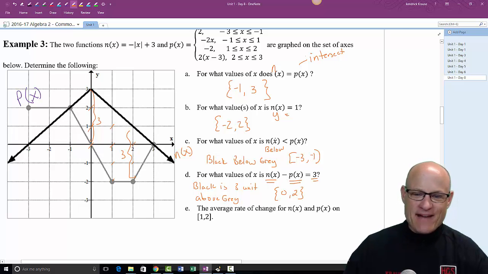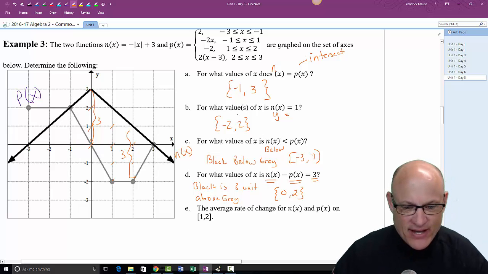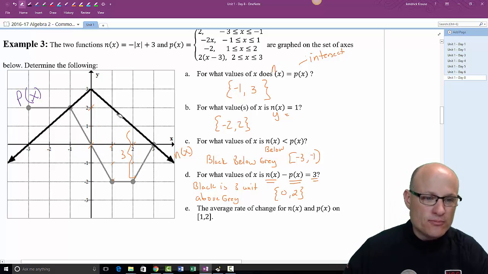And finally, the average rate of change of n of x and p of x from 1 to 2. Okay.